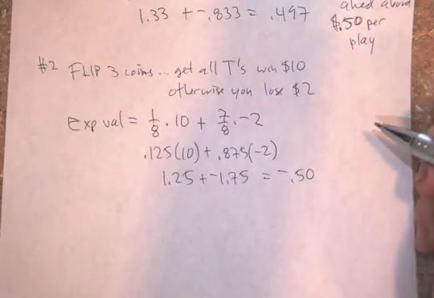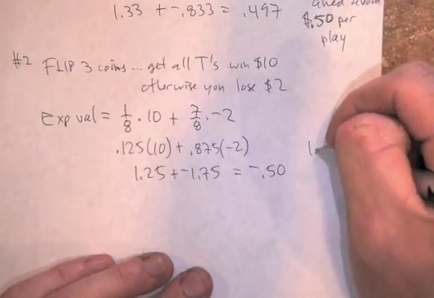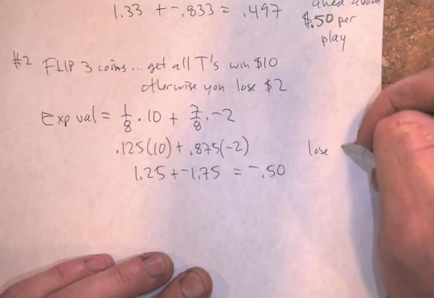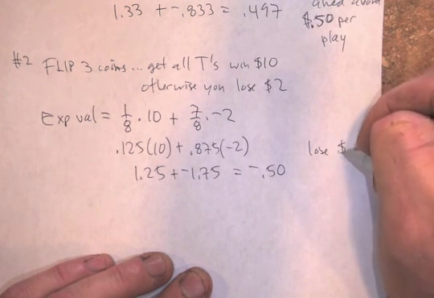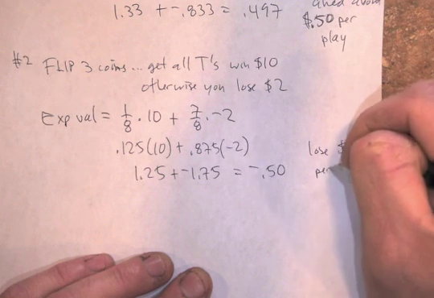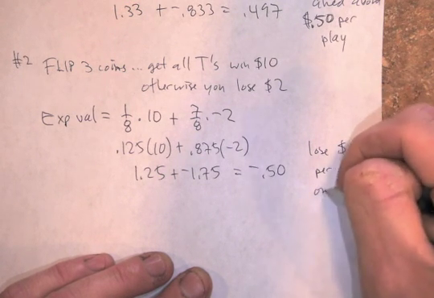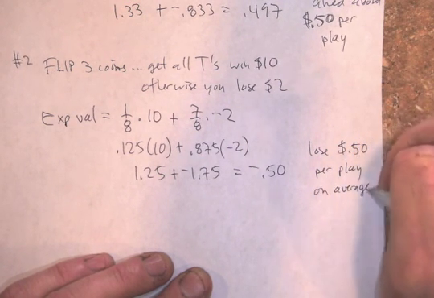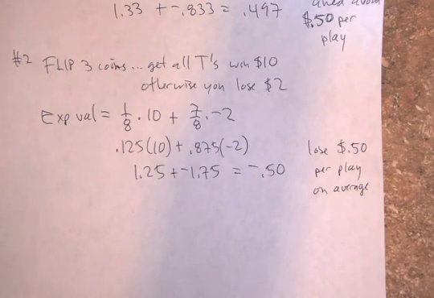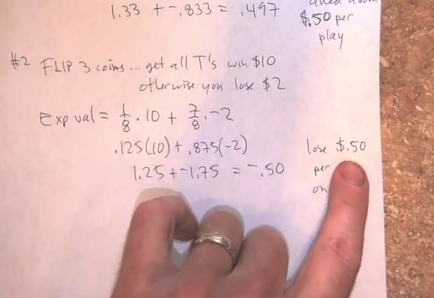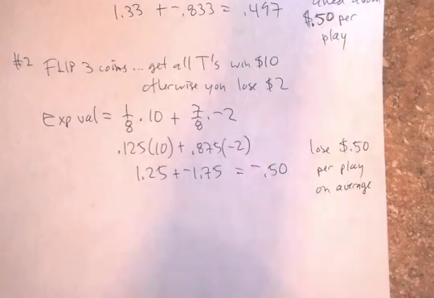So this means you actually lose 50 cents per play on average. I mean, that's on average, right? That's saying over time you're going to lose 50 cents per play. If you play 10 times, on average you're going to lose $5 because I timesed this by 10. If you play 100 times, you're on average going to lose $50.